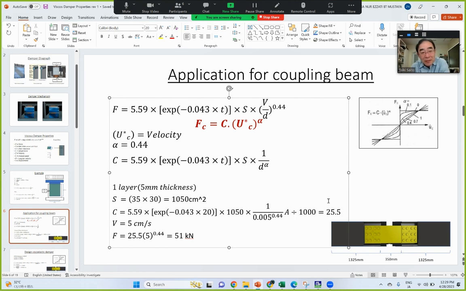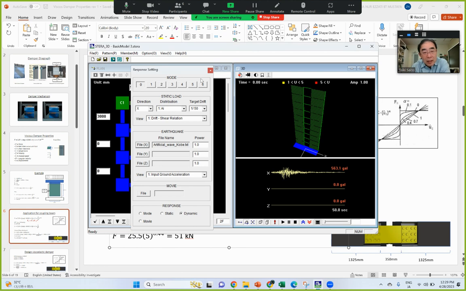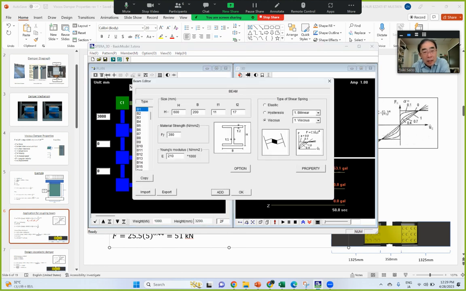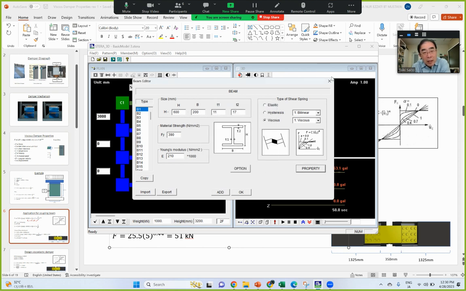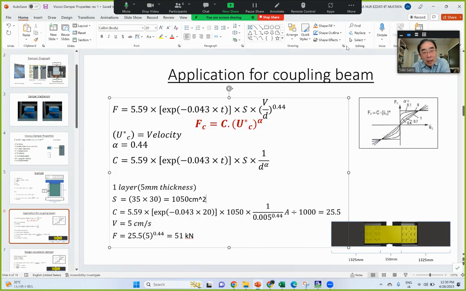So then in Stera, if we open Stera TD here, we can see in here we can set, if we choose steel material, we can change the shear spring, and we can select viscous, and we can input the data. We need stiffness, damping coefficient, and exponent. Exponent is the alpha. So these three components we need in our Stera TD. So basically from here we estimate the area that we can apply to the beam, and then we can get C, which is 25.5.